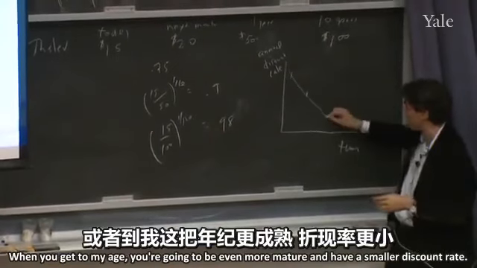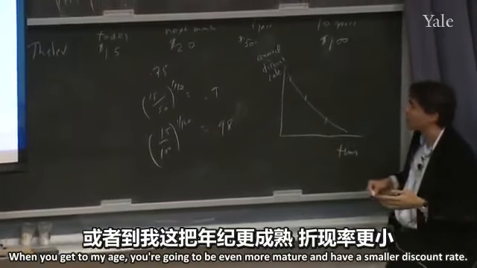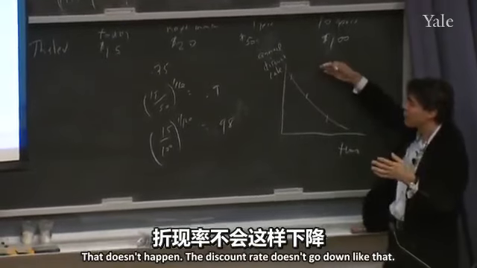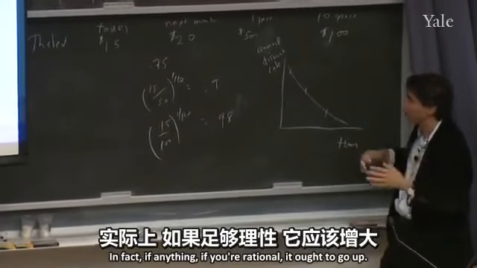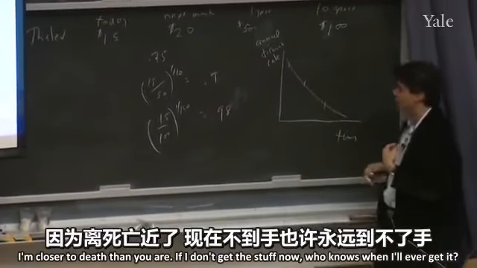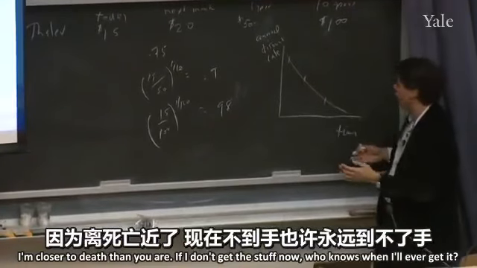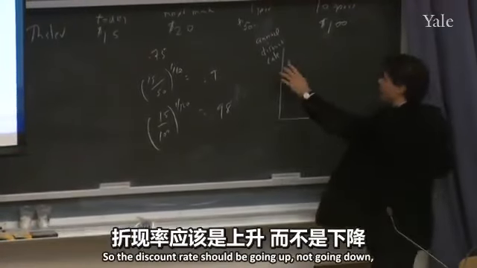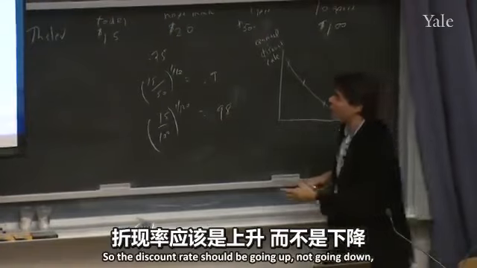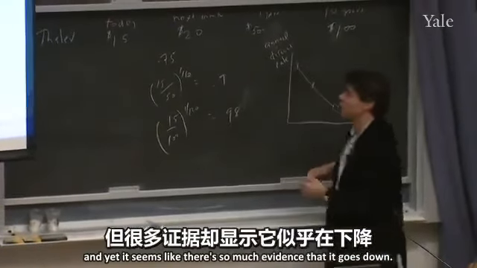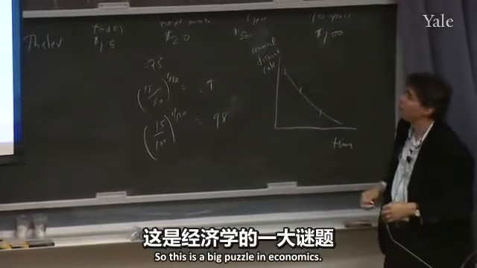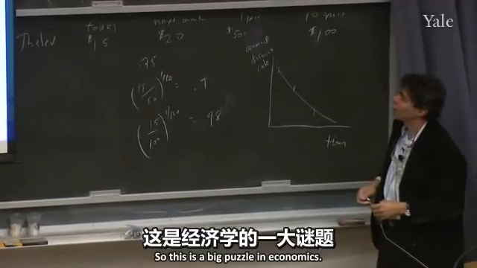When you get to my age, you're going to be even more mature and have a smaller discount rate. That doesn't happen. The discount rate doesn't go down like that. In fact, if you're rational, it ought to go up. I'm closer to death than you are. If I don't get the stuff now, who knows when I'll ever get it. So the discount rate should be going up, not going down. And yet it seems like there's so much evidence that it goes down. So this is a big puzzle in economics.